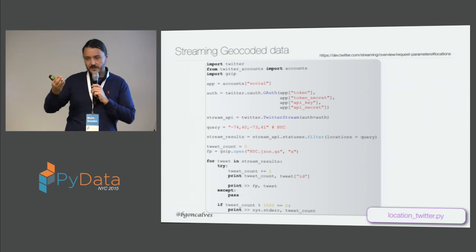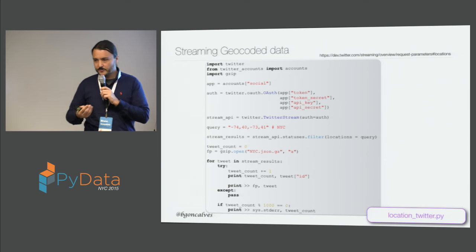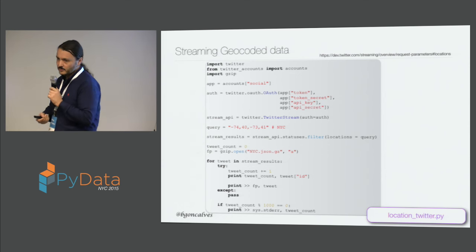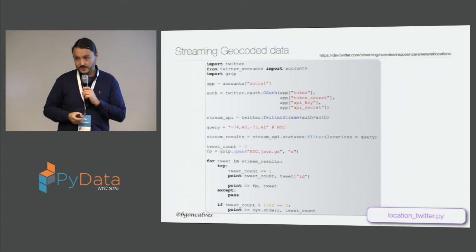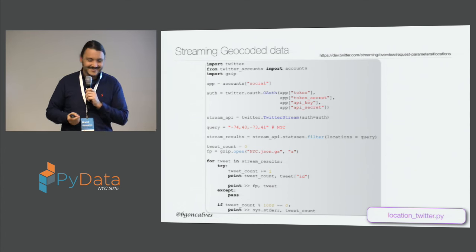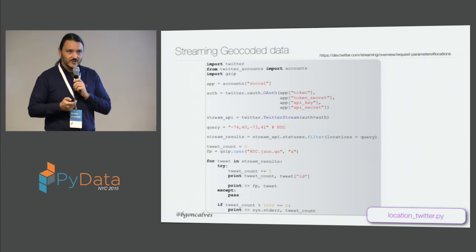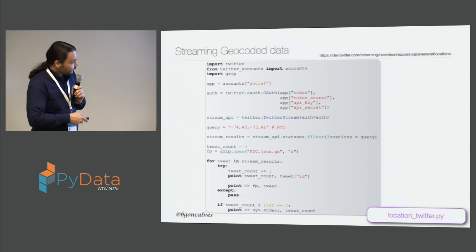of course, you can also buy higher access. You can get the Decahose, for example, and that gives you 10% of all the tweets. Or you can get the Firehose and you get everything, but those become very expensive very quickly. Like tens of thousands of dollars a month, expensive.